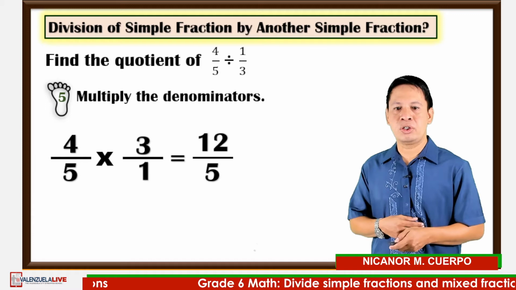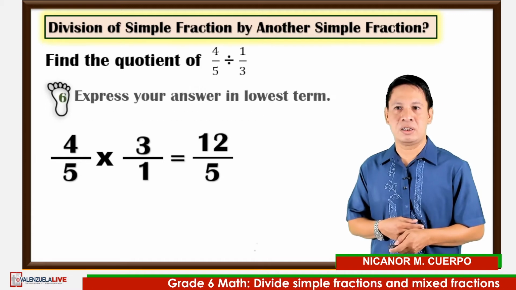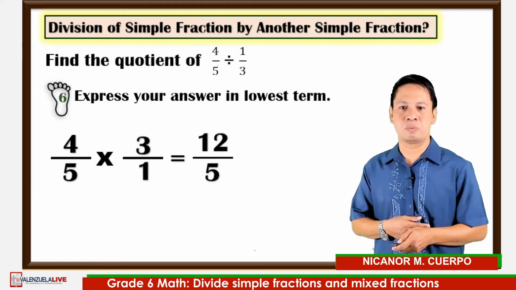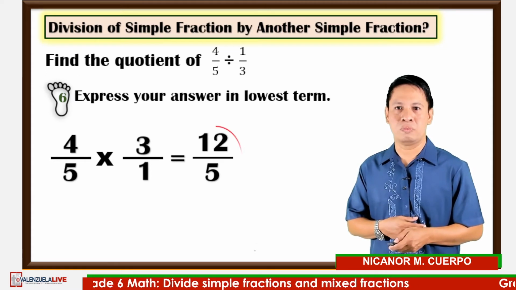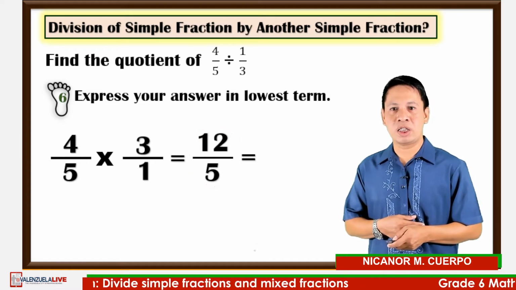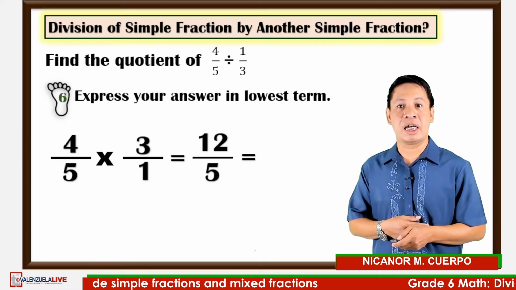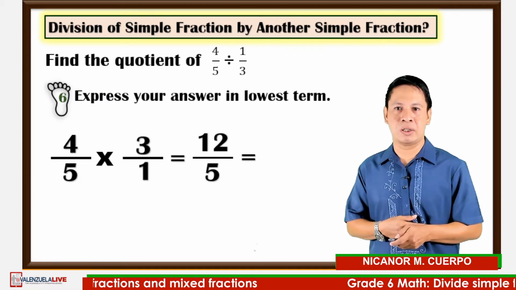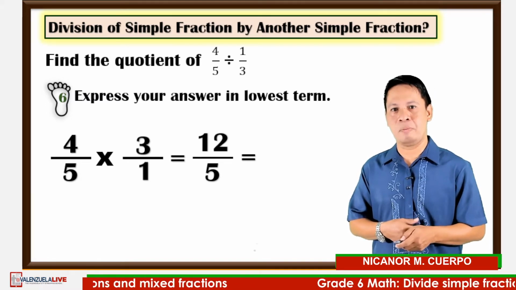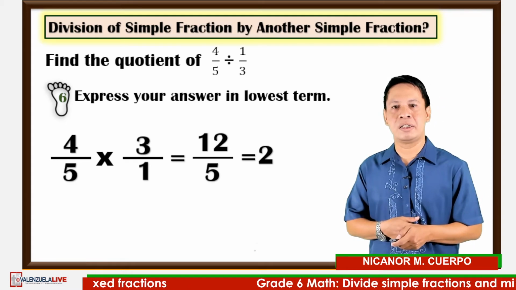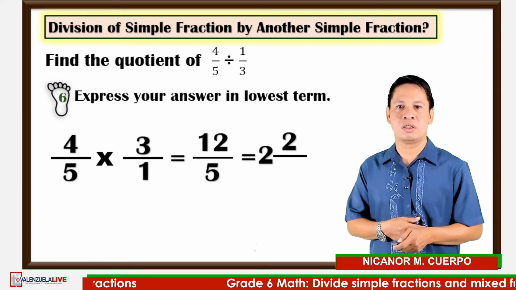Now, do you think that our answer is already expressed in lowest terms with regard to step 6? Yes or no? No. Why? Because our answer is an improper fraction. And the lowest term of an improper fraction is a mixed fraction, or a mixed number with the fraction in lowest term. So the answer is 2 and 2/5.